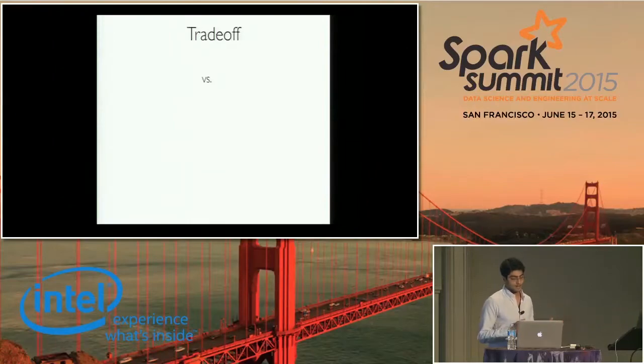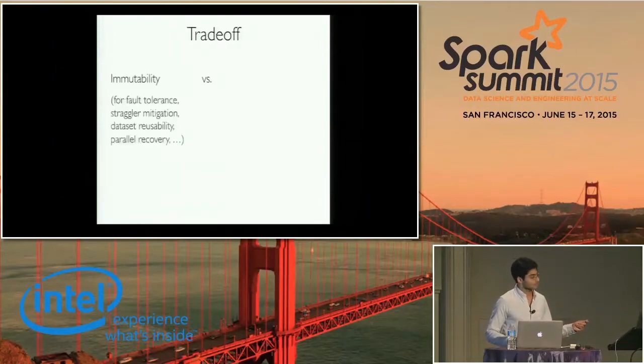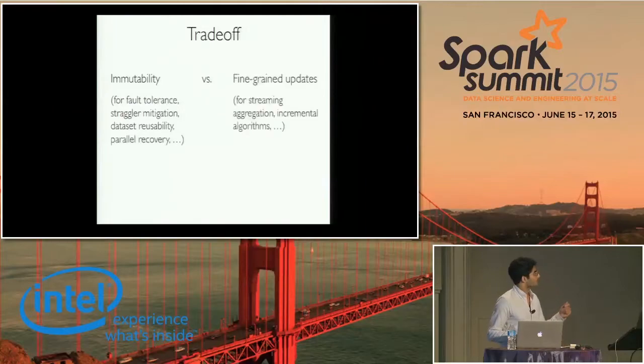So there seems to be this trade-off between immutability for fault tolerance and straggler mitigation on the one hand, as well as some other things, debuggability, reusability, parallel recovery. And then on the other hand, supporting these fine-grained updates for these kinds of new algorithms. So the question of this work is whether it's possible to get both. And it turns out, yes, it is.